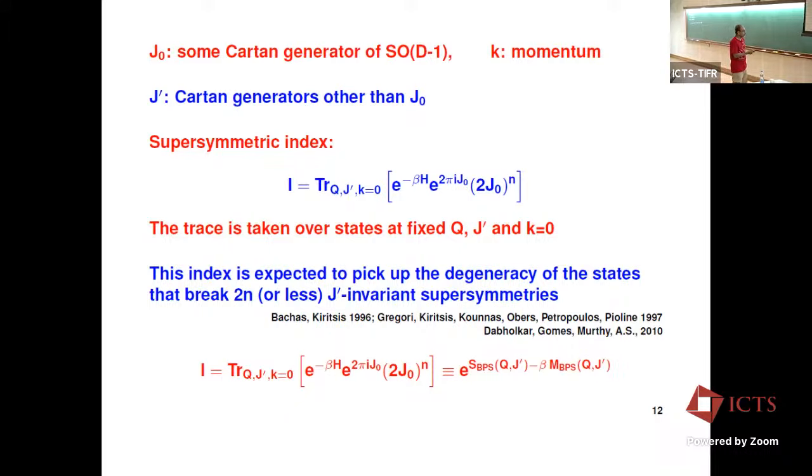So here is this formula again, and I'll define S_BPS, which will be a function of q and J', because this space is at fixed q and J', by this formula. It will be e^(-beta M_BPS), because M_BPS is the energy of the BPS particle that contributes. Because k is equal to 0, H is the same as M for single particle states, and this is essentially the exponential of the index.